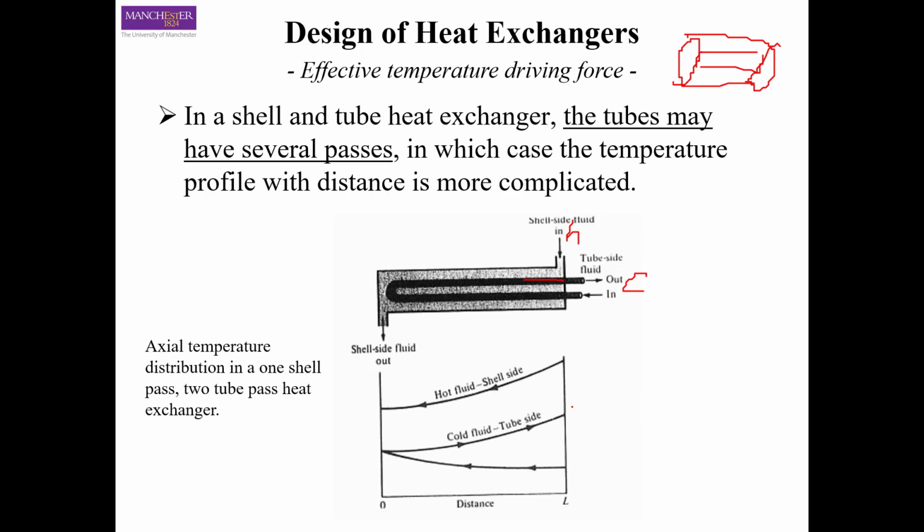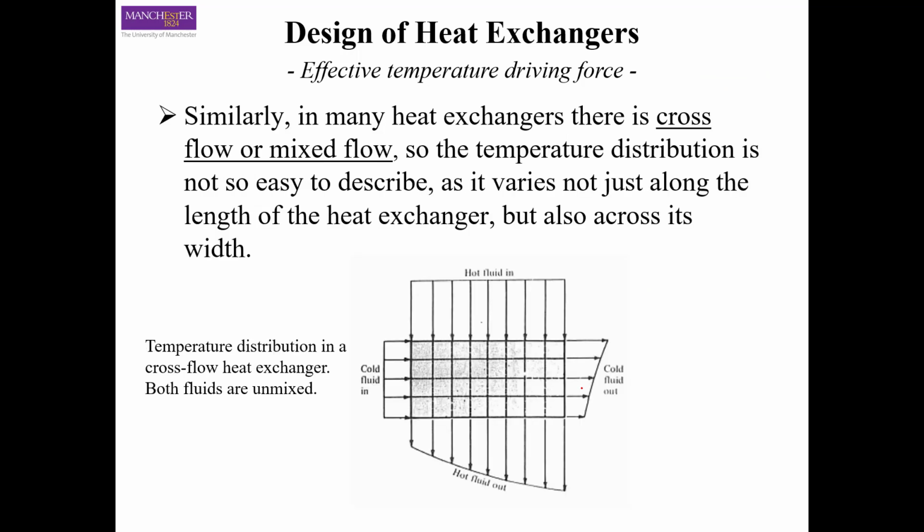You can have an even more complicated situation when you are talking about several passes. For example, in one shell you can have multiple passes, like 4 or 8 passes. It means that you have a shell with several tubes, for example, 1 2 3 4 5 6. Here, for example, I showed you 6. Similarly, you can have even more complicated situations.